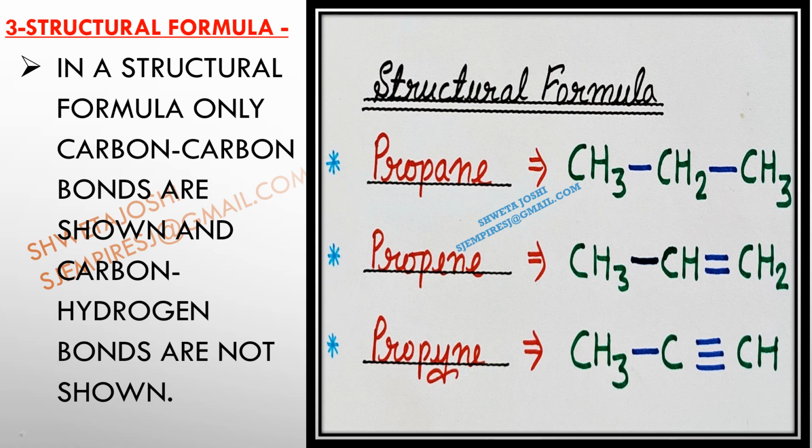Our third formula is structural formula. In the case of a structural formula, only carbon-carbon bonds are shown and carbon-hydrogen bonds are not shown. As we can see in our first example, propane, there is a single bond between the carbon-carbon atoms. In the case of propene, there is CH3, single bond CH, double bond CH2. In the case of propyne, there is CH3, single bond C, triple bond CH. So we show only carbon-carbon bonds in the case of structural formula.